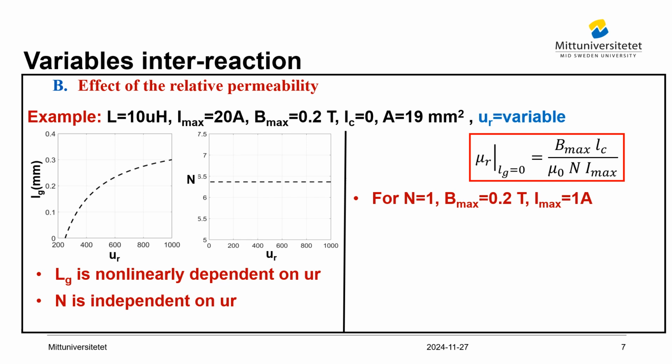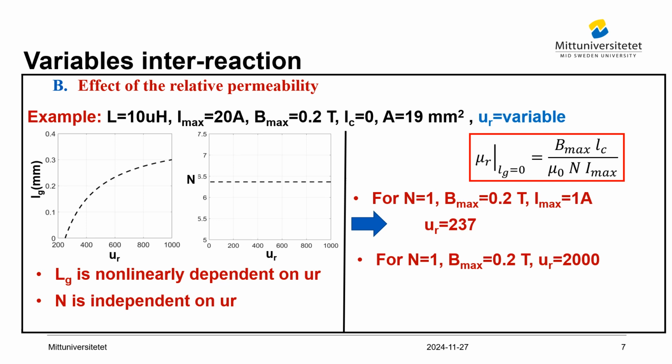In this case, I will fix the number of turns to a minimum equal to 1. I will fix the magnetic flux density and the current. So what is the required relative permeability in this case? Your magnetic material has to have a relative permeability of 237.